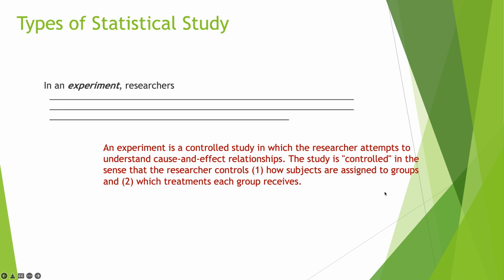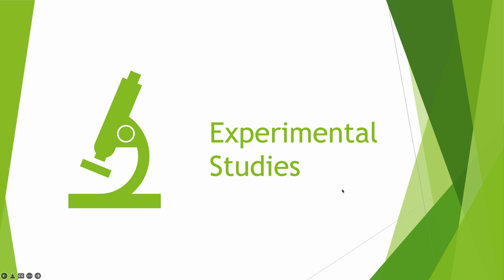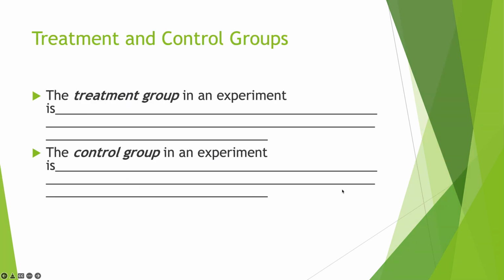Lack of bias. In an experiment, well, that's a controlled study in which the researcher attempts to understand cause and effect relationships. The study is controlled in the sense that the researcher controls how subjects are assigned to groups and which treatments each group receives. So those are for observational things. Now we can also talk about experimental studies. And within these experimental studies, there's a treatment group and there is a control group.